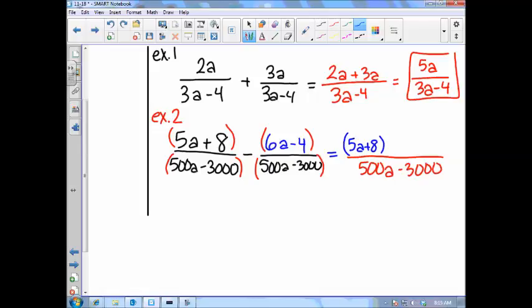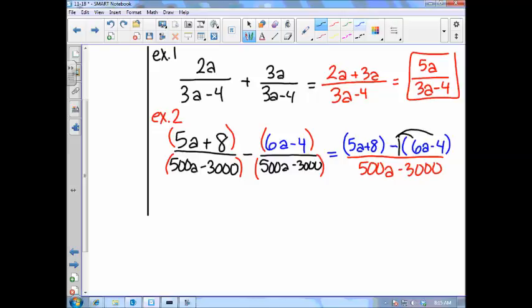Then what comes next? What's the operation? Minus. That's important. 6a minus 4. It's also why we had to put these parentheses in. Because right here, there's a secret number. What number's in front of the 6a? -1. Okay? Both of these pieces are being subtracted.